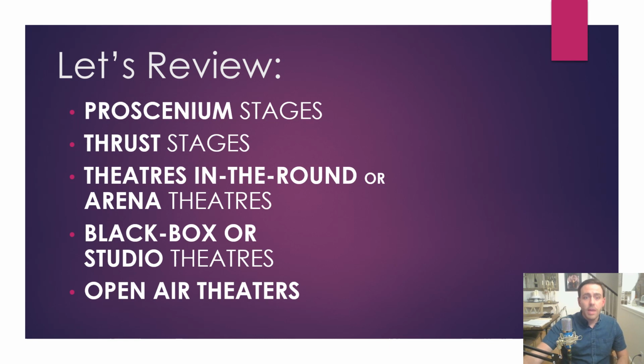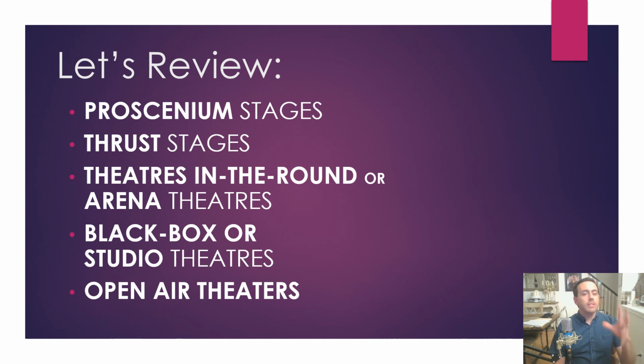So let's review. 5 types of common stages. Proscenium stages, where the audience is just in the front. Thrust stages, where the audience is surrounding the stage on 3 sides. Theater in the round, or arena theaters, which has the audience on all 4 sides. Black box theaters, which allow for the audience to be wherever they need to be, as it's a very flexible theater space. And open air theaters, where the audience is outside. It's more like a proscenium type stage in which the audience is really only on the one side, but the big difference is that the audience is now outdoors.